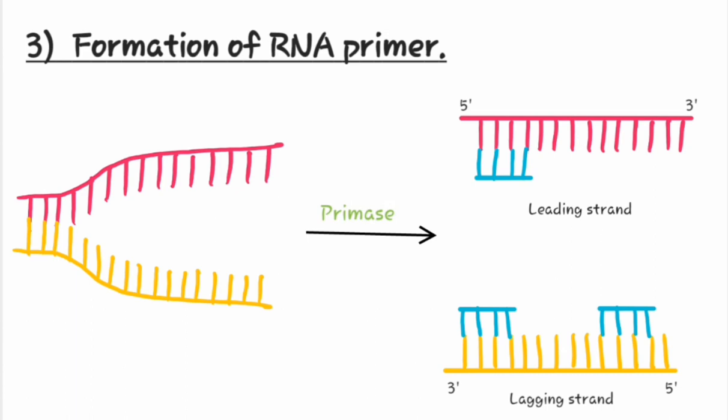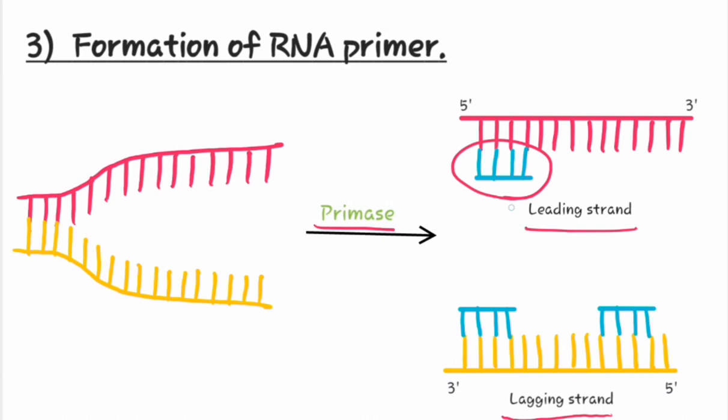Now the third step is formation of RNA primer. The enzyme primase is responsible for the formation of small fragment of RNA which is known as RNA primer. The 2 templates formed from the replication fork can be classified as 2. First is the leading strand and the second is lagging strand. The leading strand runs from 5' end to 3' end and the lagging strand runs from 3' end to 5' end.